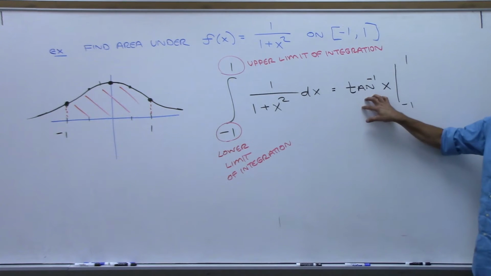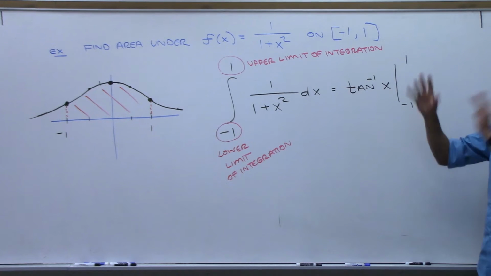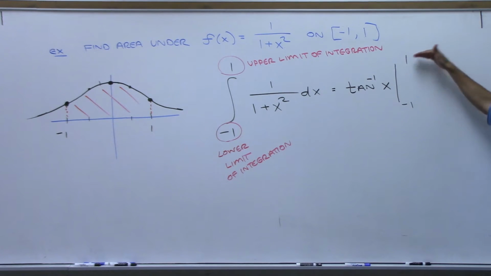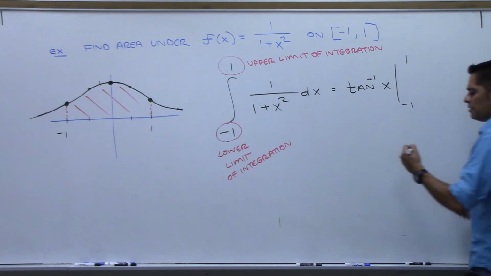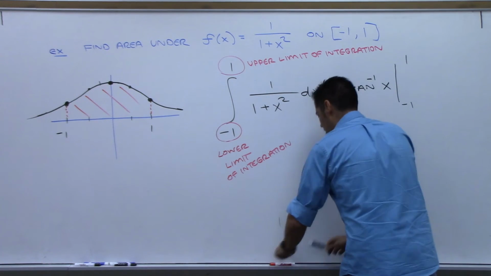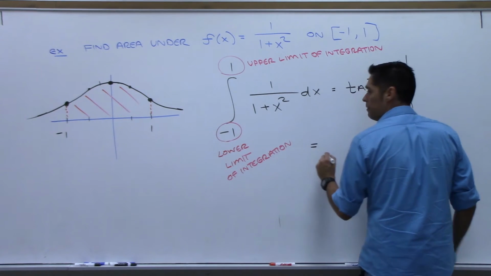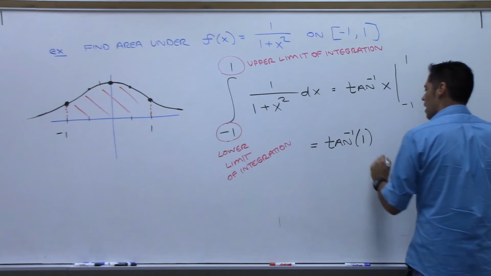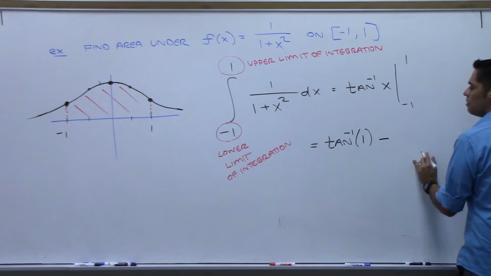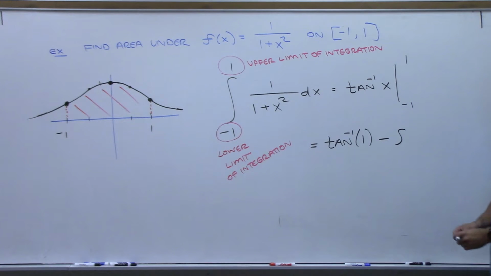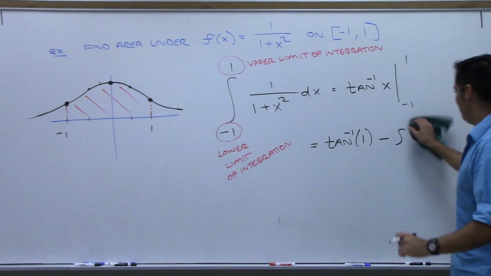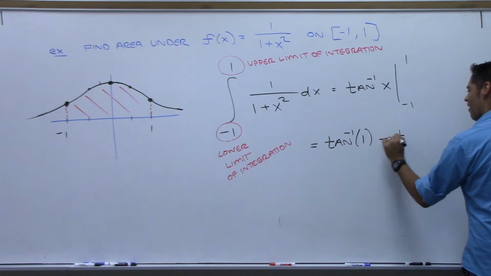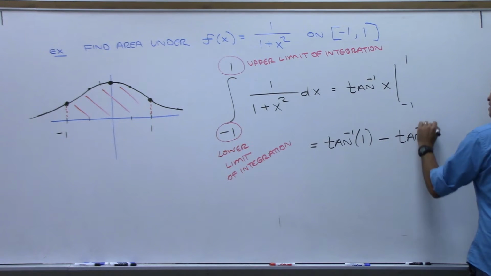So you find the antiderivative, great. Forget the c, we can finally throw the c away. And then 1 and -1. And now what I do is I plug in which number first? 1 in first. So I need to do arctangent of 1, and then I say minus arctangent of -1.